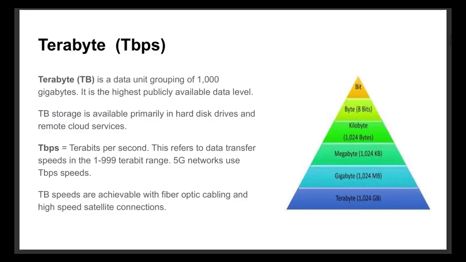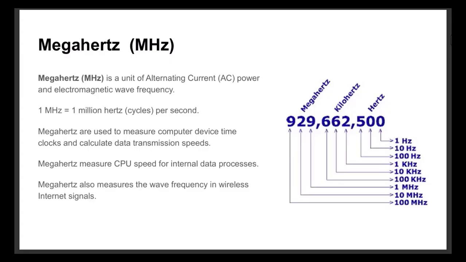Now we're going to switch over and discuss the two different processing speeds that you want to understand for the exam. They are megahertz and gigahertz. The base unit that we use for computer processing is hertz, H-E-R-T-Z. What we are doing is measuring the amount of processing cycles that a CPU can do in a single second. Remember, your CPU is your central processing unit.